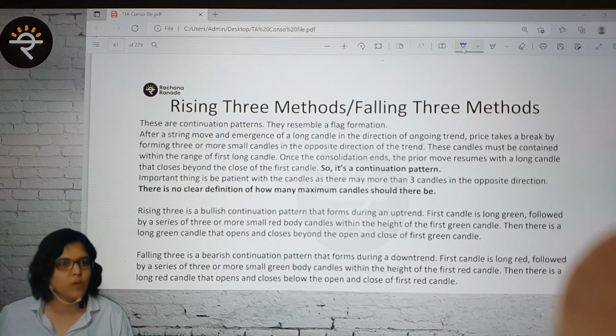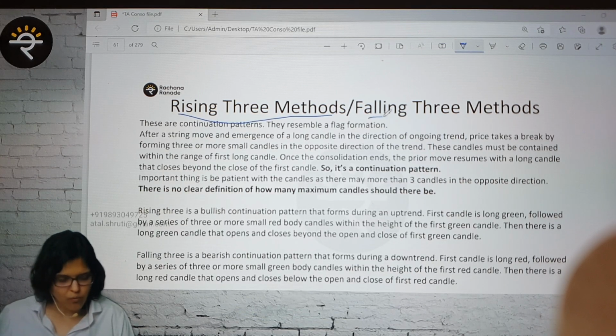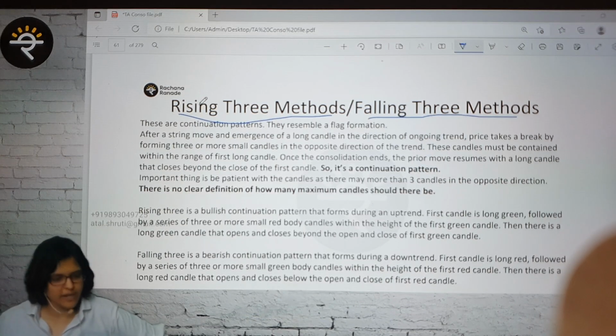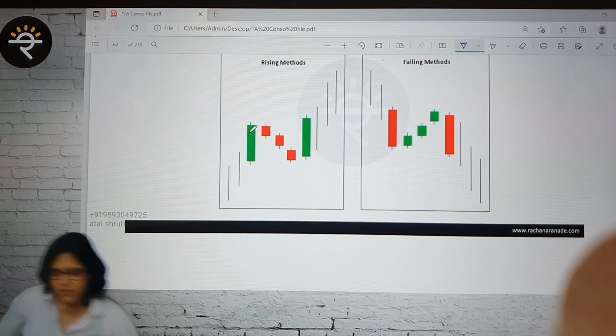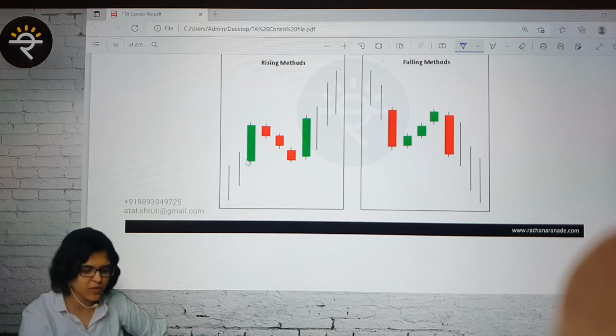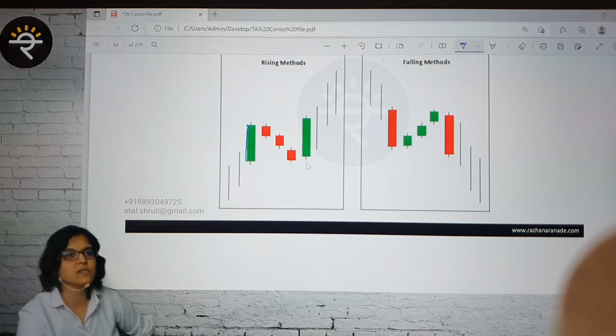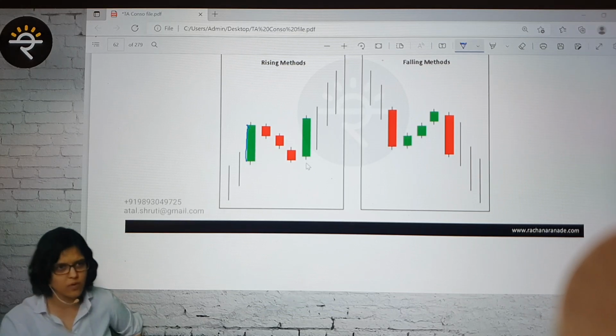Rising 3. This was also not there in the 1.0. Rising 3 methods or falling 3 methods. Rising 3 or falling 3. Look at this, you'll be able to understand. Very simple. See, it's all about understanding it visually. It's pretty easy, okay? Who can tell me typically what this is? This is the first candle. Okay? Next 3 candles. It's not necessary that it has to be 3 only. It could be also 4. Okay? Next 3 more candles.